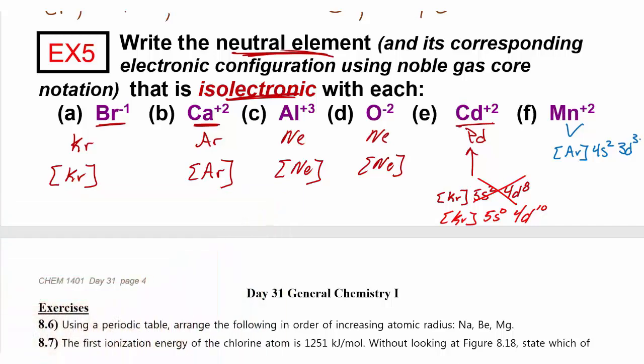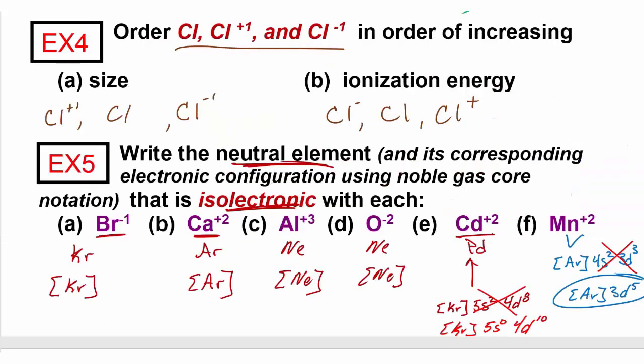Again, take a look at it before you move on. Can you make d5 or d10? You bet. So this is the wrong answer. It should be argon, 3d5.